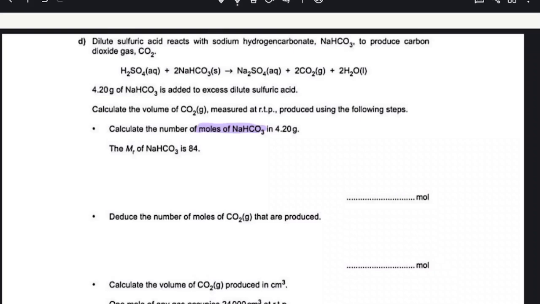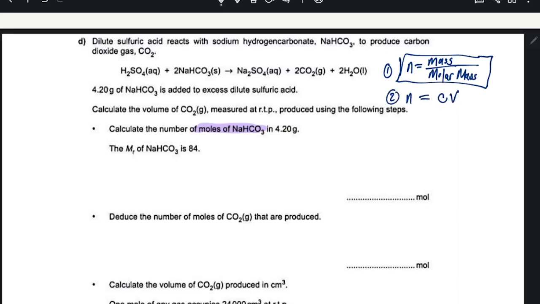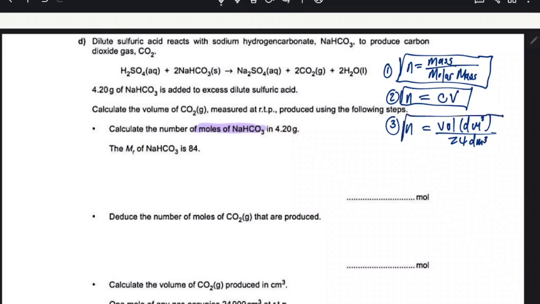Listen. The very first time they ask you to find number of moles, either you're going to use number of moles is equal to mass over molar mass, but you're going to write your molar mass as AR or MR. You choose. I'll show you how to see it. Or you're going to use the second one, which says number of moles is equal to concentration times volume. Or you're going to use the third one, which says that the number of moles is equal to volume in dm cubed divided by 24 dm cubed. This is the third and final one. So we're going to use one of these 3.